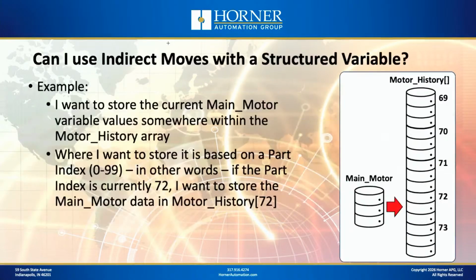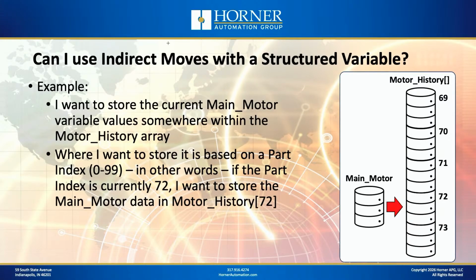All right, now let's say we have an example. We're starting to get to the indirect move question here. Now let's say we have an example where we want to store the current main motor values, all 12 words or all 7 different variables that are part of main motor. We want to store those somewhere in the motor history array, all right?